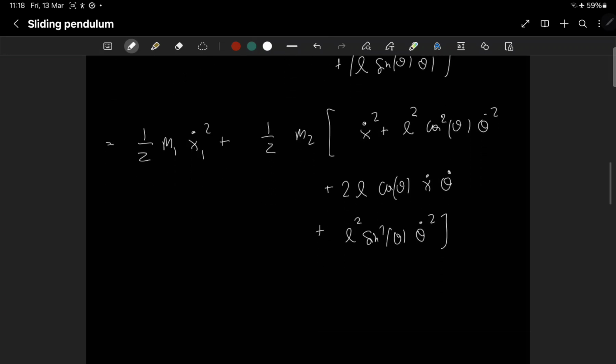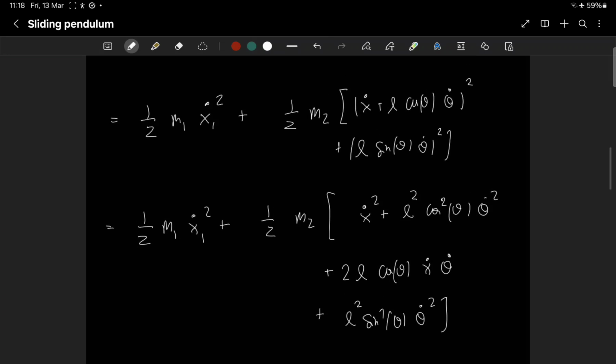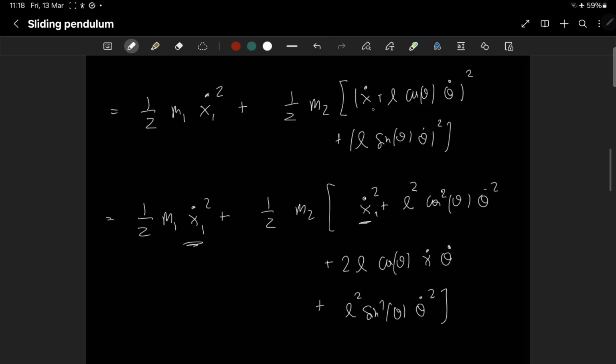That's it. Now we can simplify this a little bit. We notice we have x1 over here and x, this should be x1. This should be x1.